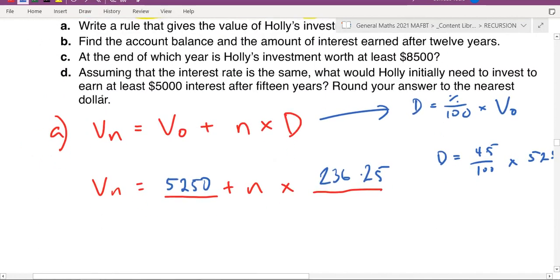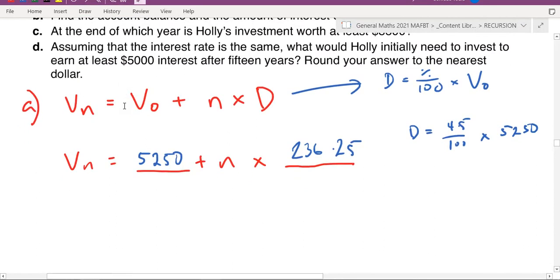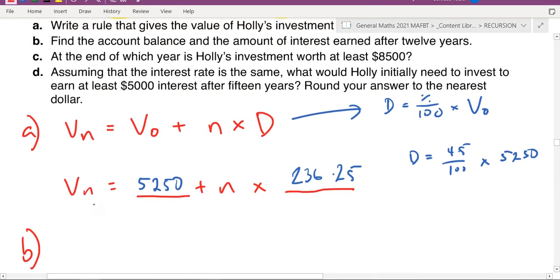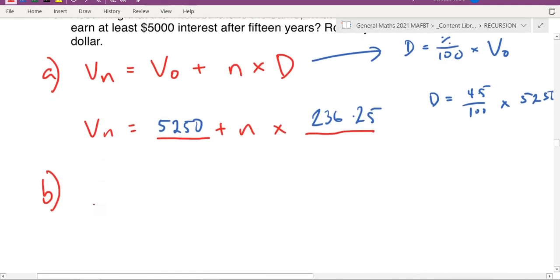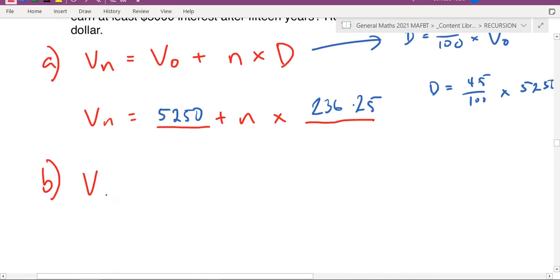Okay, easy. Part B, find the balance of the investment after 12 years. So with that in mind, you've already got the rule. Just use the rule now to find the investment after 12 years. All right, so looking for the investment, just change n to 12. So 52.50 plus 12 times 2.3625.